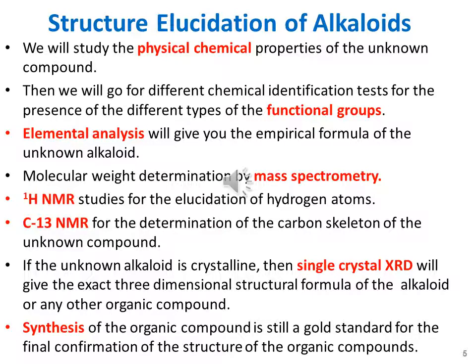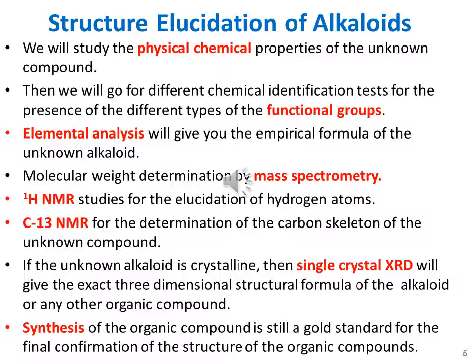The strategy for the structure elucidation of alkaloids is almost the same as used for the structure elucidation of the organic compounds. First of all, we will study the physical and the chemical properties of the unknown alkaloids or the organic compounds. Then we will go for the presence or the absence of the different functional groups by chemical testing, such as for the presence of alcoholic group, for the presence of aldehyde or keto groups, and we will go then for the elemental analysis. Elemental analysis will let you know the empirical formula of the unknown alkaloid.